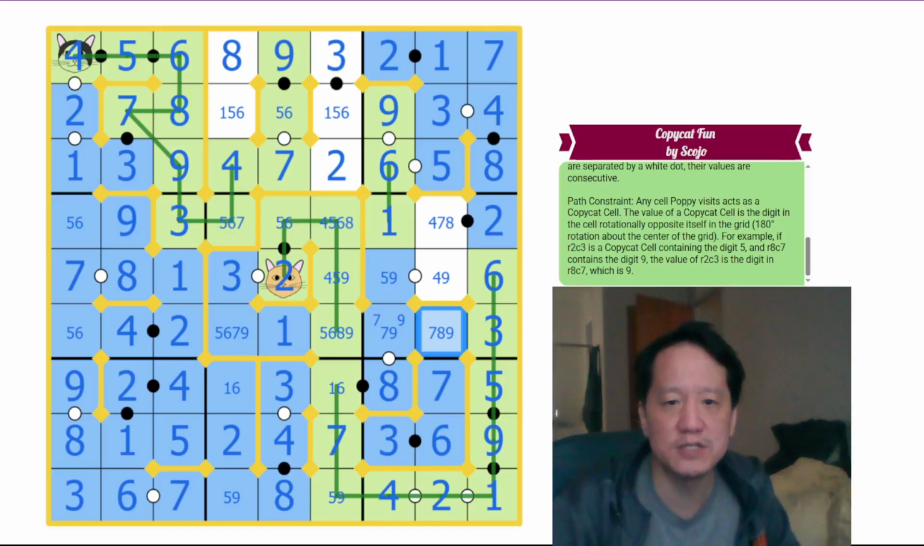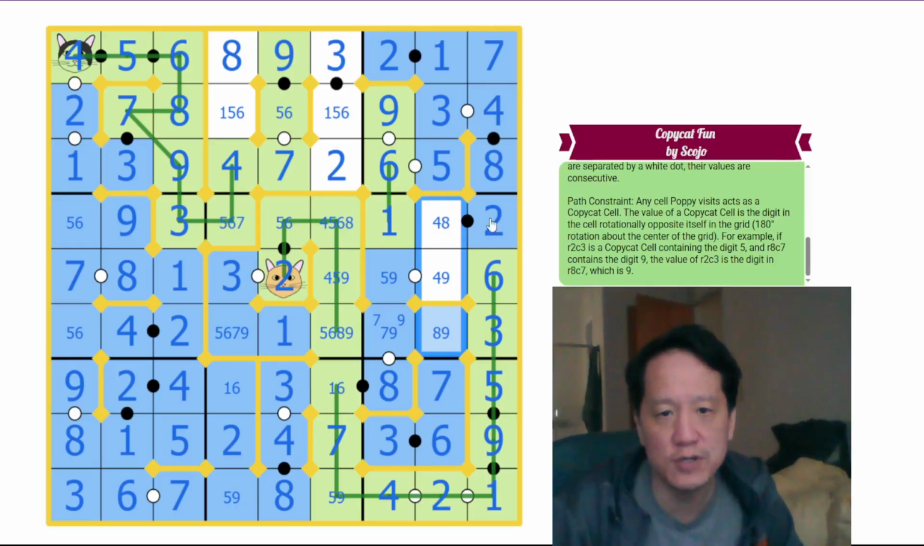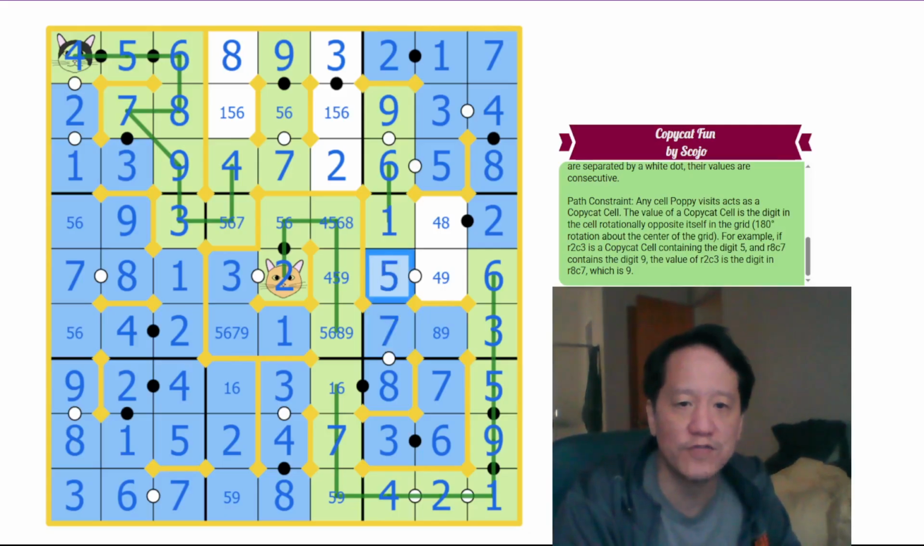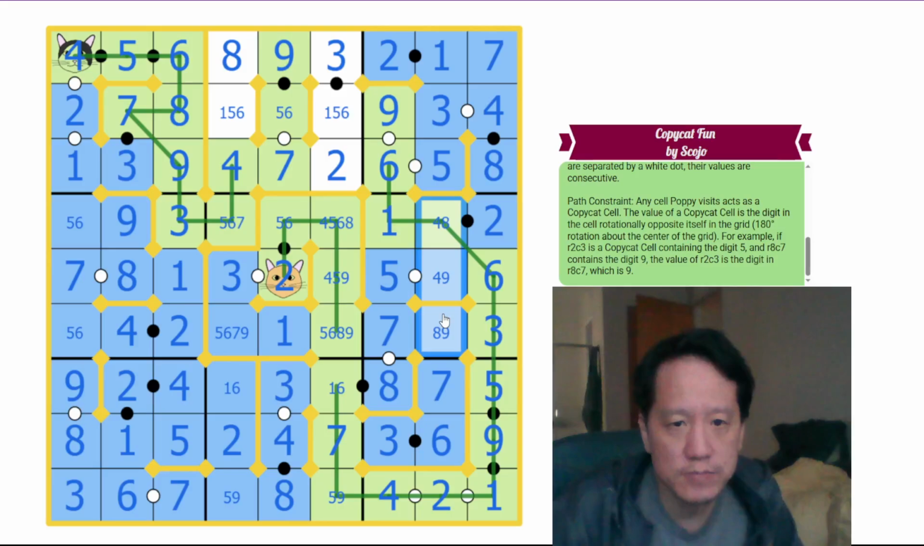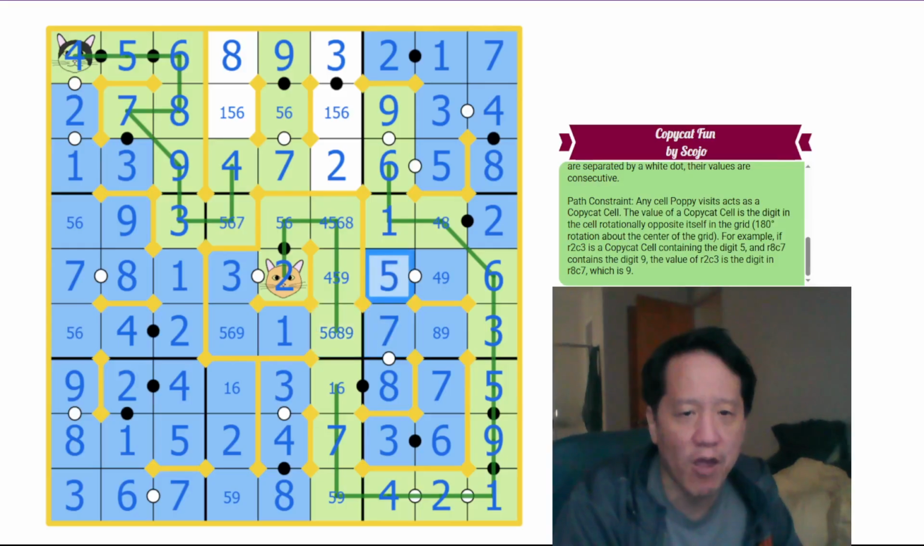This 7 eliminates 7 in the rest of the column. So now we have a 4, 8, 9 triplet in box 6, which eliminates 4, 8, 9 in the rest of the box. This can't be 9. It's 7. This can't be 9. It's 5, which makes this both blue. And this has to be the Copycat. So it has to go here, then here. So this is 7, which eliminates 7 here. This 5 eliminates 5 here.